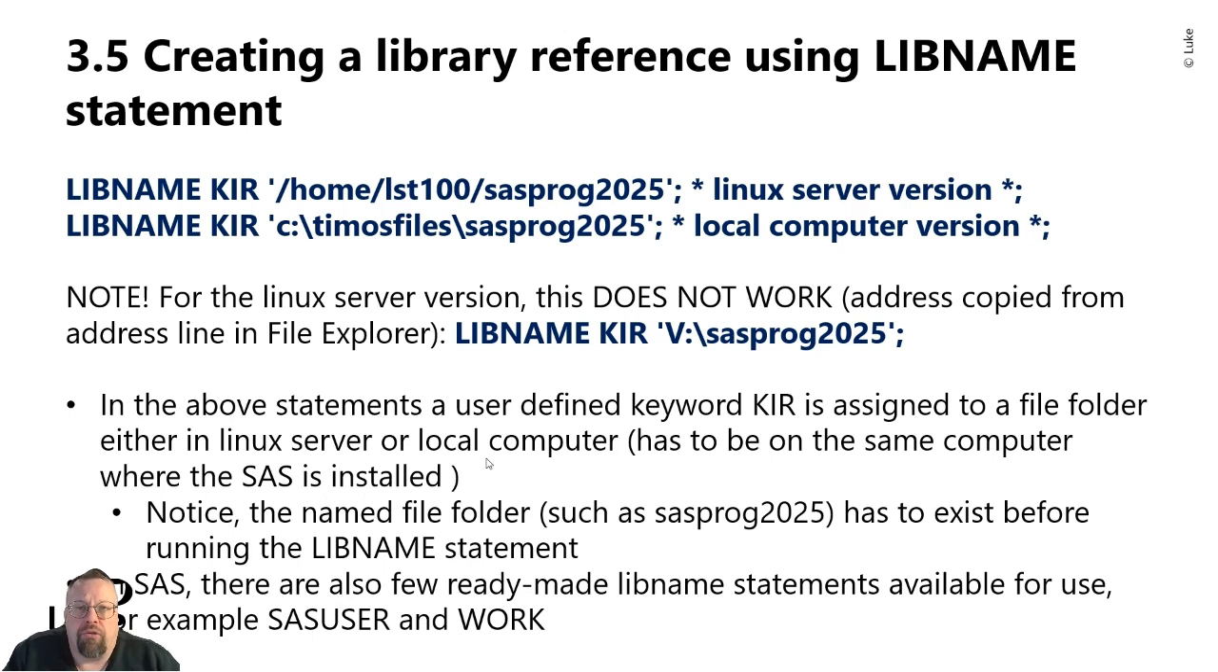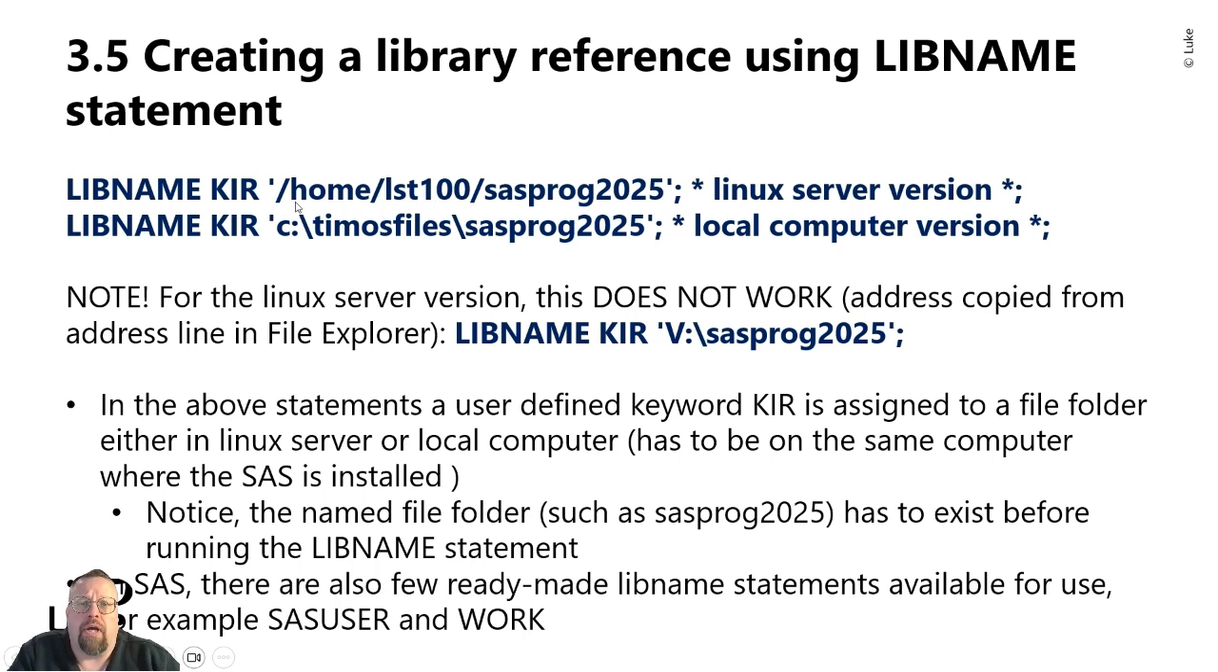And here it actually comes. So here we talk about how to create a library reference using this libname statement, and I have two examples here. First one is when we are using Linux server SAS, and the second one is if we are using SAS installed on your local computer. So in both you start with the libname and then you give a name for the library reference. Here it's this kir, and followed by that, within these quotation marks, you give a folder path where you want to refer using your library reference.